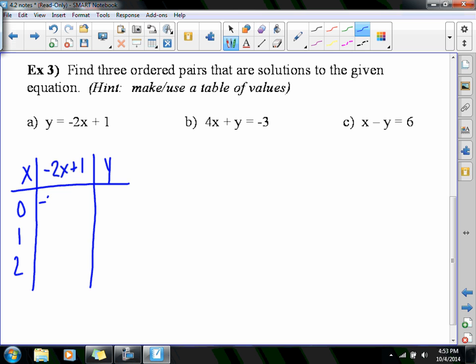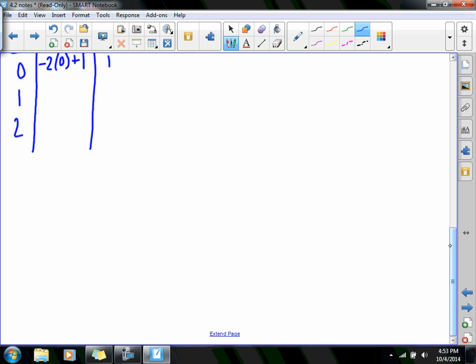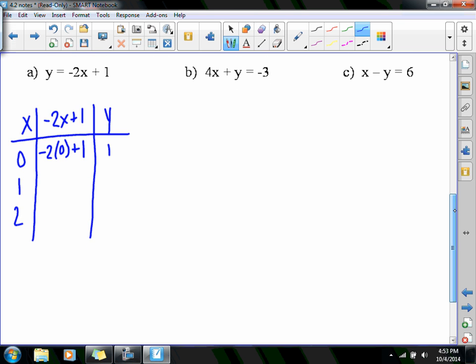And then we're going to do negative 2 times 0 plus 1. So I'm going to substitute in that value that I picked for x into the equation for x. Negative 2 times 0 is 0, plus 1 is 1. So then 0, 1 will be one of my ordered pairs. That's a solution. So I'll write that down here. 0, 1. We're going to write it as an ordered pair.